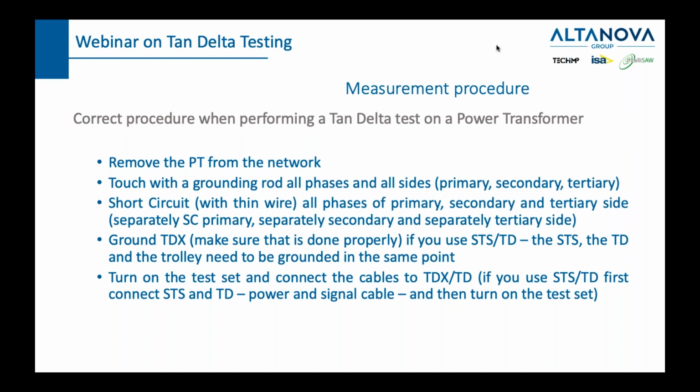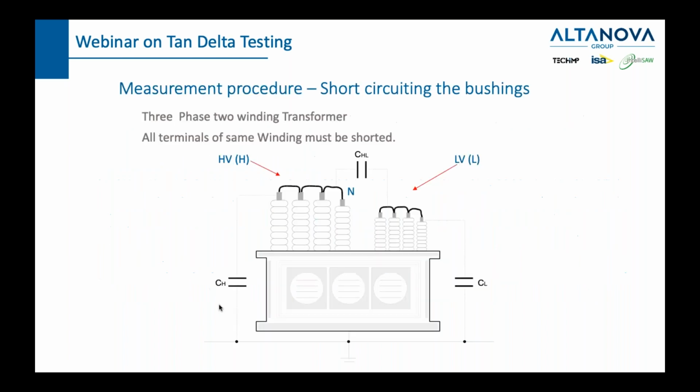Then we need to ground the test sets properly. This is a very important thing, because we measure the grounding current very often. And if we have STS and TD, the STS, TD, and the trolley need to be grounded in the same point as the transformer that we are measuring. So we see here how we need to do that.